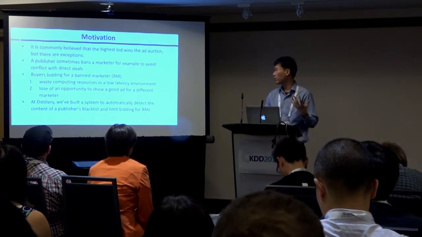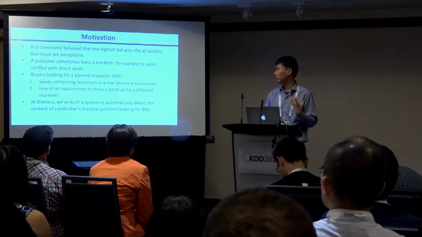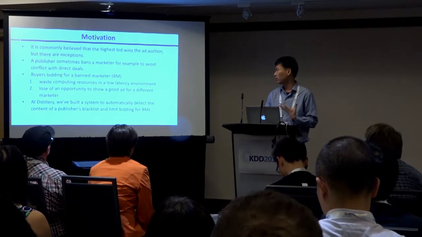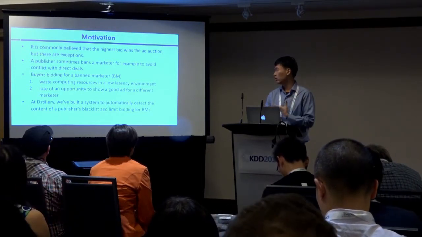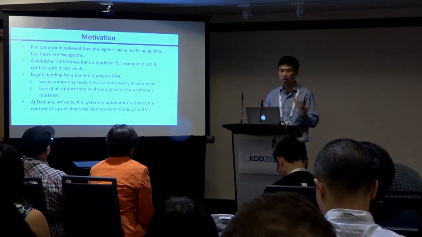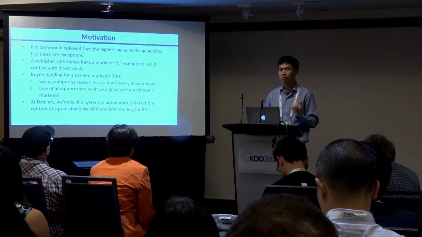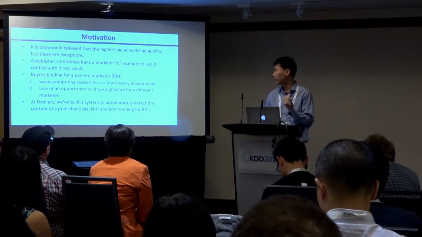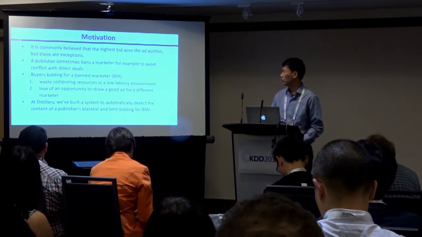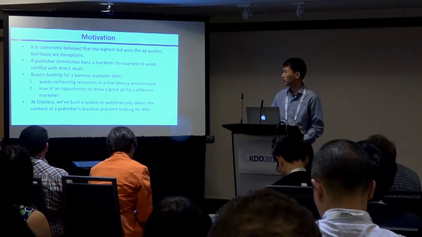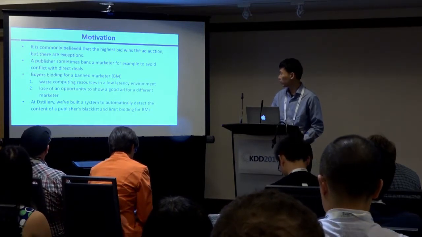So if I'm a buyer, if I bid for a banned marketer or a blacklisted marketer, I waste computing resources in a low latency environment, and I'll explain this in a while. And I also lose an opportunity to show a good ad for a different marketer, because when a bid request comes, I could have shown an ad for a different marketer, but instead I bid for a banned marketer. So we built an automated system to detect the content of the publisher blacklist and limit bidding for banned marketers.